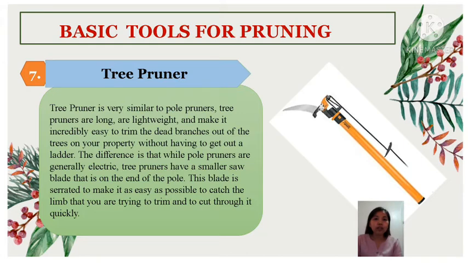The difference is that while pole pruners are generally electric, tree pruners have a smaller saw blade that is on the end of the pole. This blade is serrated to make it as easy as possible to catch the limb that you are trying to trim and to cut through it quickly.